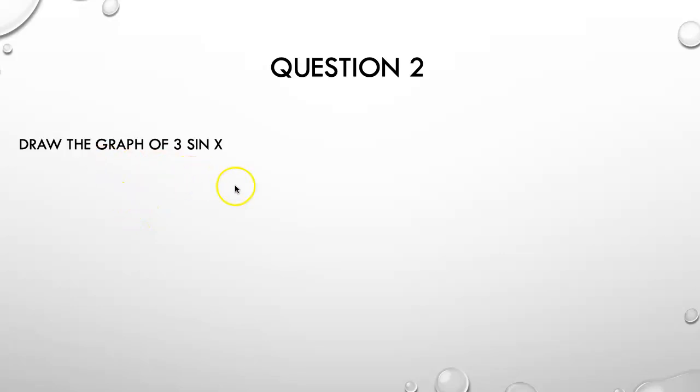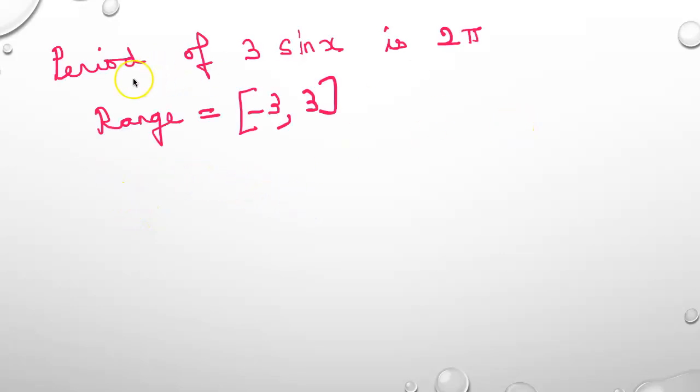Draw the graph of 3 sin x. Now 3 sin x, the period is 2 pi, same as the period of sin x. But the range is the closed interval minus 3 to 3. So the range of sin x is the closed interval minus 1 to 1. But when you have 3 sin x, it is the closed interval minus 3 to 3.